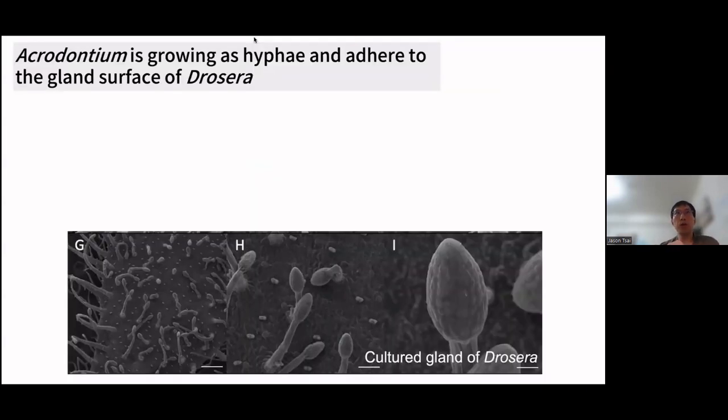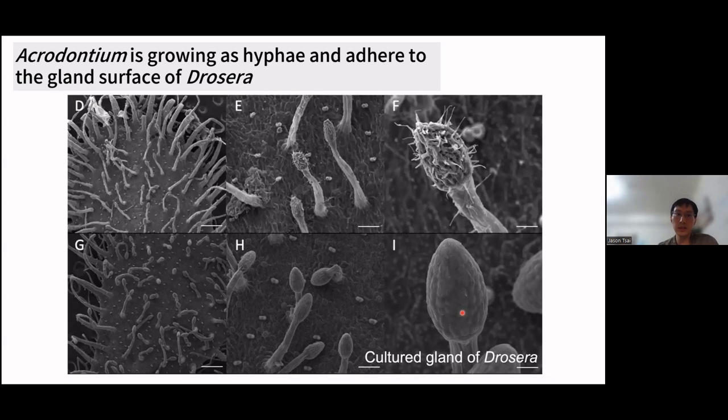So here we use a scanning electron microscope (SEM) image of Drosera glands grown under sterile conditions in the lab. This is a tissue culture established from seeds collected from the sampling sites. Notice how the glands appear very smooth and shiny, completely free of fungal hyphae. This also suggests that Aquodontium, the fungus, does not vertically transmit from plant to plant through seeds, but instead colonizes the mucilage from the environment after germination.